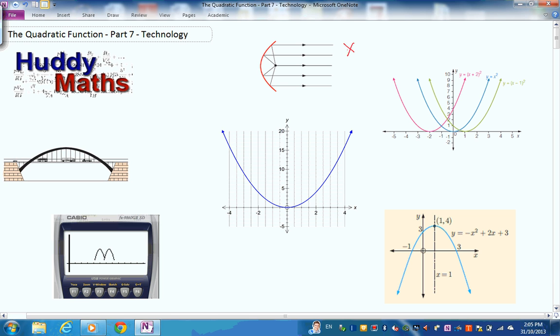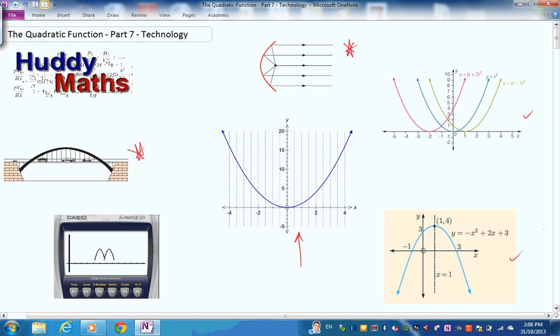Just to remind you, this one and this one was our inspiration, I think, for looking at this function: all the applications of this particular parabolic shape in the real world. And so we went to the mummy or daddy of them all, y equals x squared, and we went on from there to various changes.